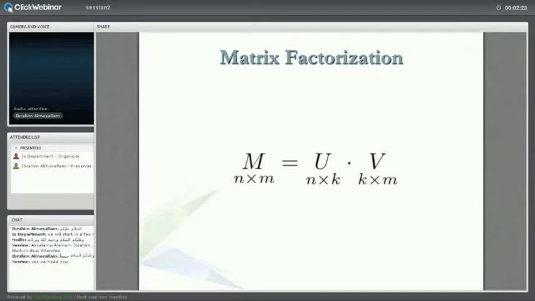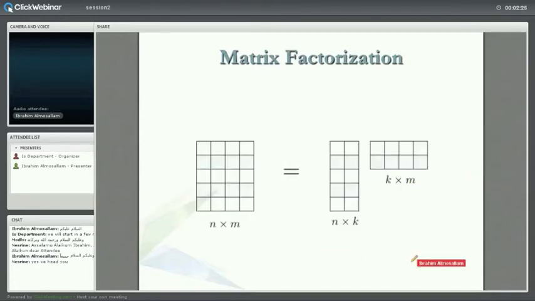This is the previous slide, but pictorially. If you visualize the multiplication of two matrices, this matrix basically describes each user with two features, and the second matrix describes each movie with two features.